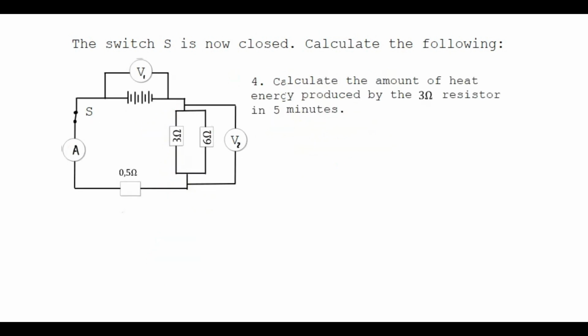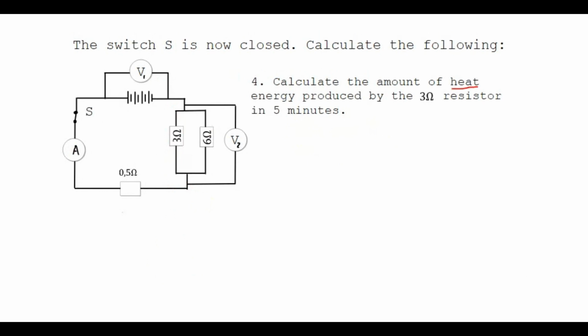Moving on. Now, the switch is still closed. Calculate the amount of heat. Ooh. Okay, Ohm's law might not help us with this, but let's check. Heat is either energy or, in this case, work. One of the two. Produced by the 3 ohm resistor in 5 minutes. So let's just quickly see. They gave us time and R, and they want heat. Let's take a second to consider the equations that we have to work with.